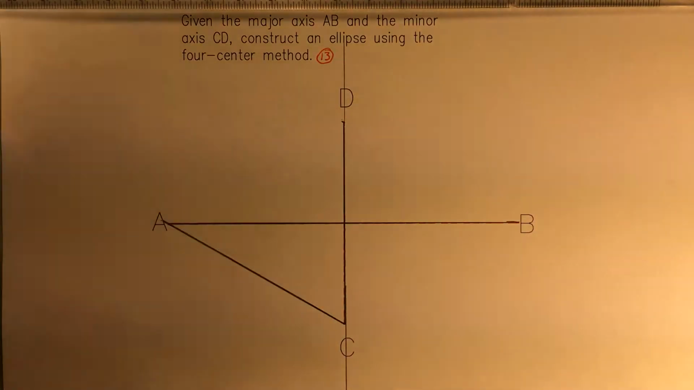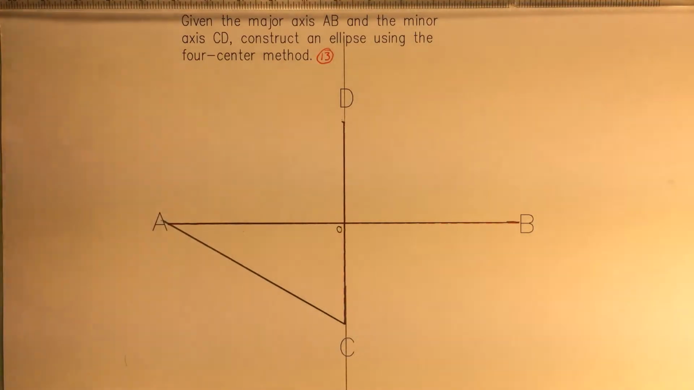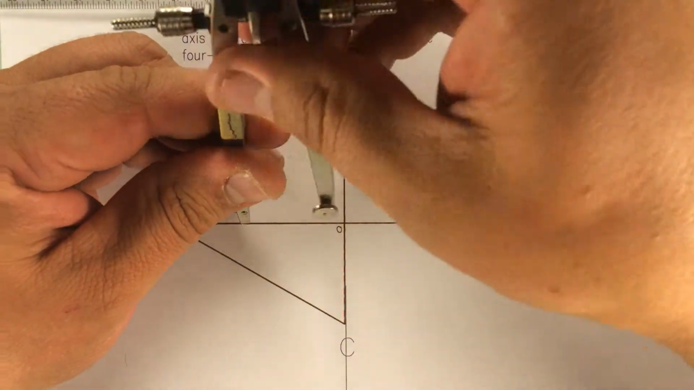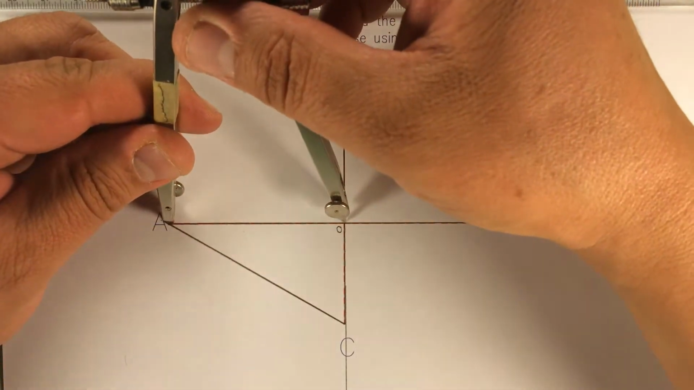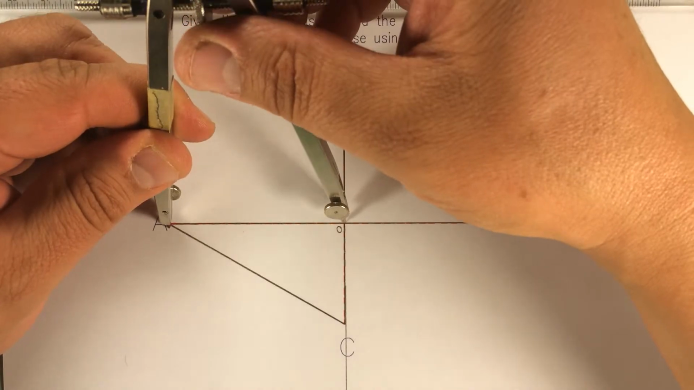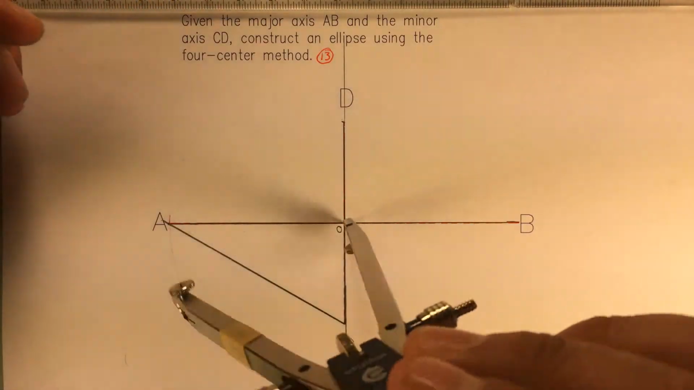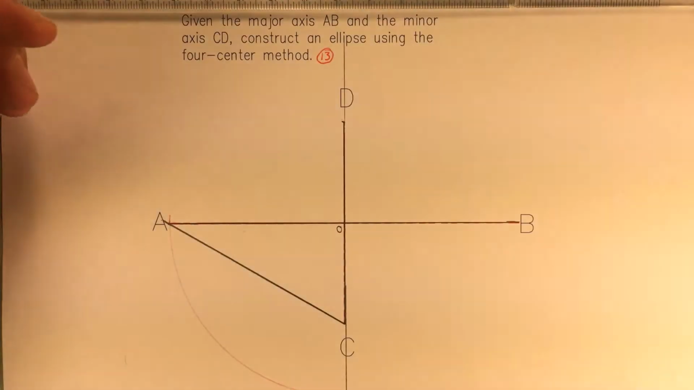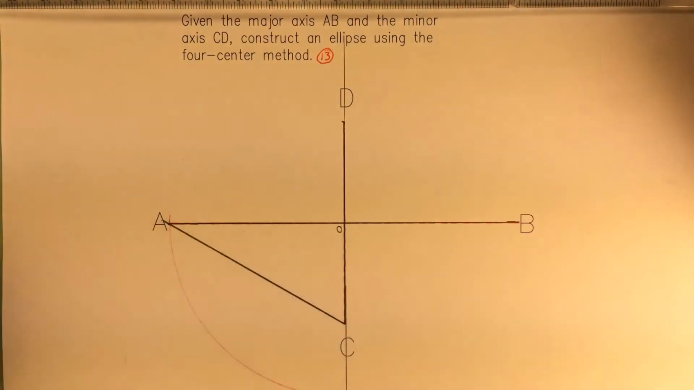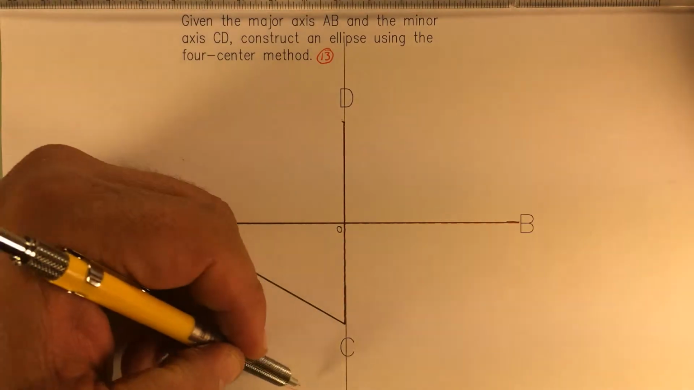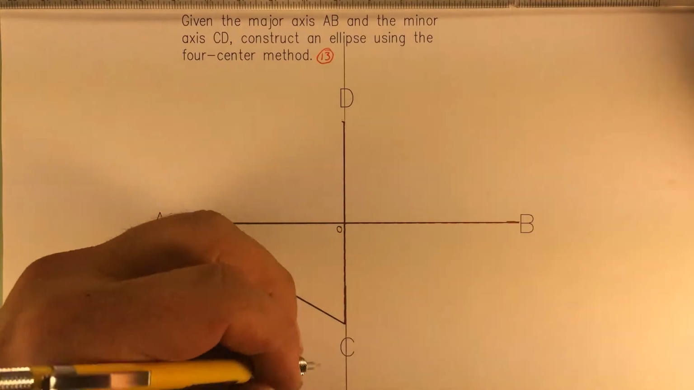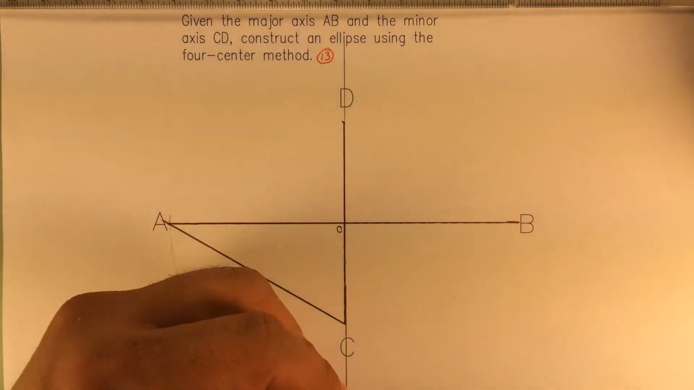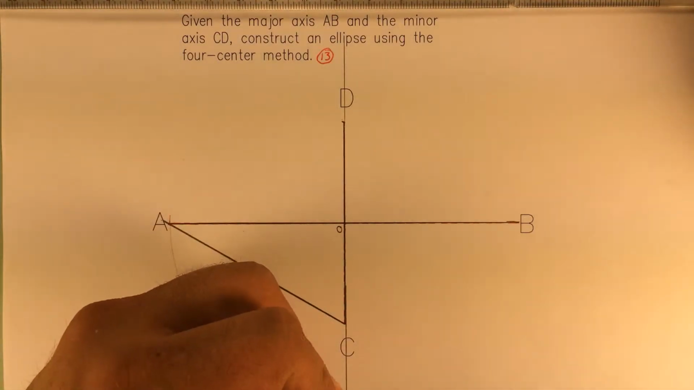We're going to take our compass. I'm going to call this point O, and take our compass from O to A. I'm going to strike an arc down here. So from O to A, you bring an arc, and that gives me a point down here, intersecting that line. I'm going to call that point E.